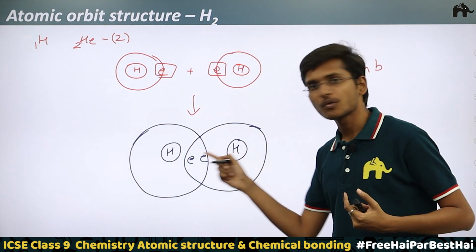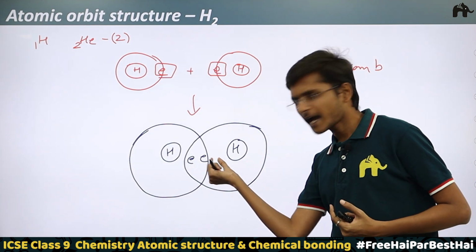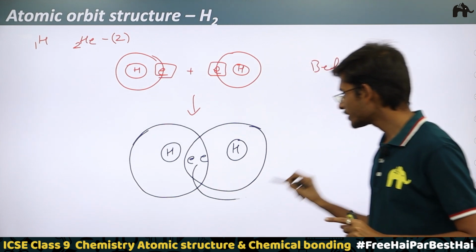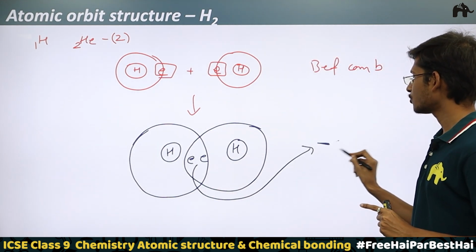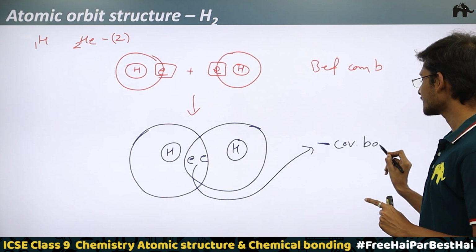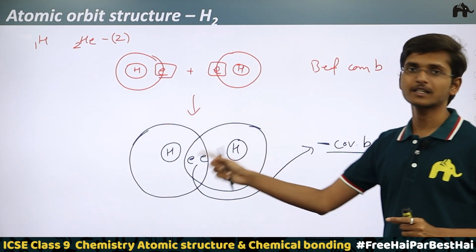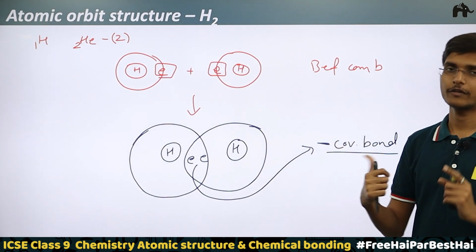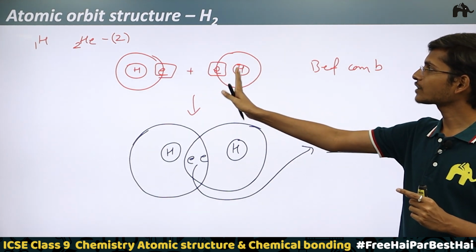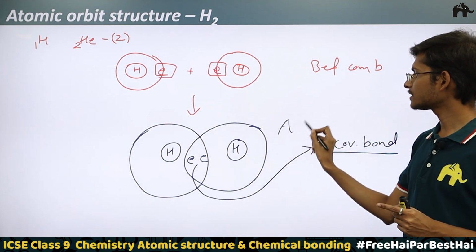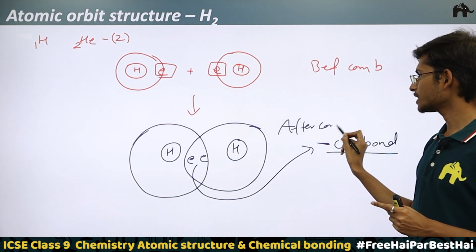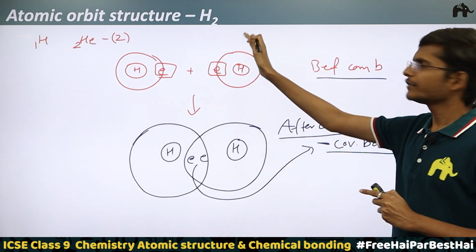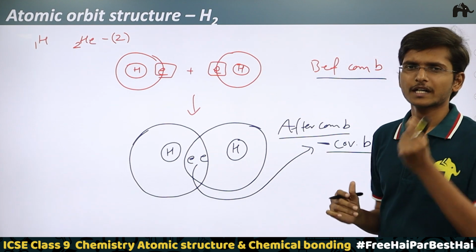Now this covalent bond has one shared pair of electrons. What do we call such covalent bonds? Single covalent bond, right? So we say that in a hydrogen molecule there is a single covalent bond. In the H2 molecule there is a single covalent bond. This is the atomic orbit structure for hydrogen before combination, and this is after combination. Before moving ahead, a very small correction.